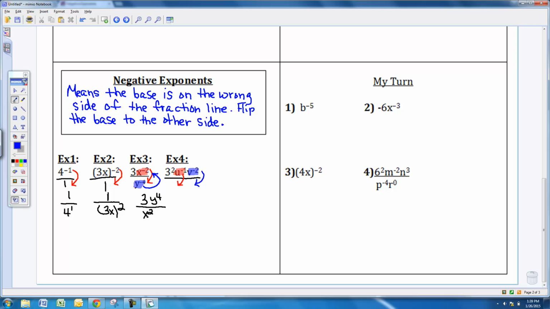So what will our new fraction look like? The 3 squared stays on top because the exponent is positive. U to the negative 1 flips to the bottom, and the 1 becomes positive. V to the negative 2 flips to the bottom, and the 2 becomes positive. Can we simplify this fraction in any way? Well, yes, we know that 3 squared equals 9. So we can rewrite this as 9 over u to the 1 v squared. Again, we'll work on the my turn problems in class together.